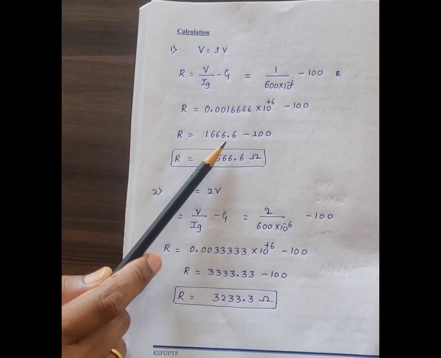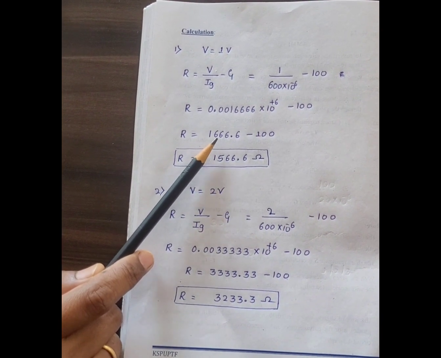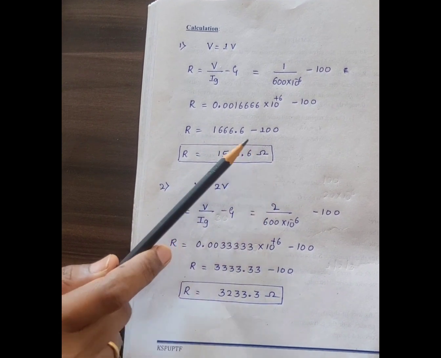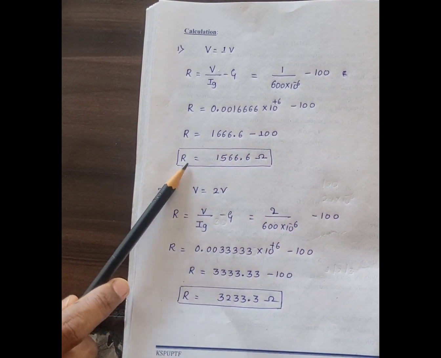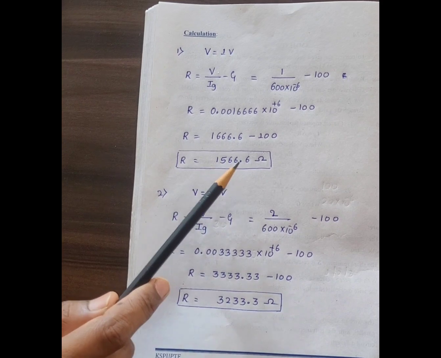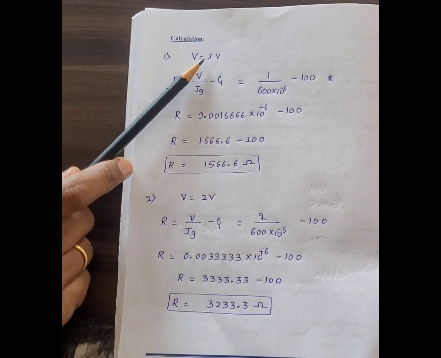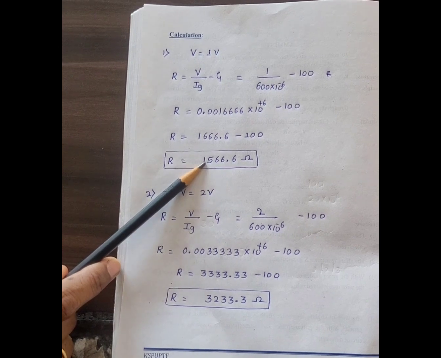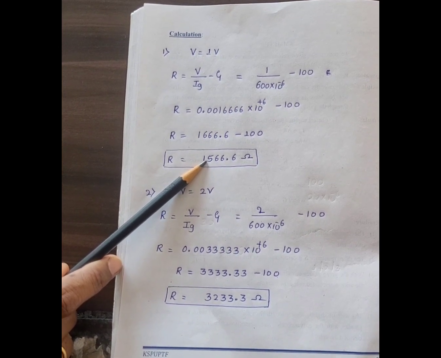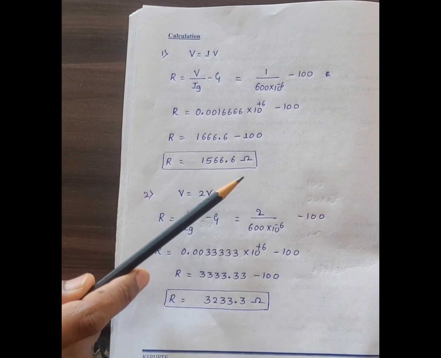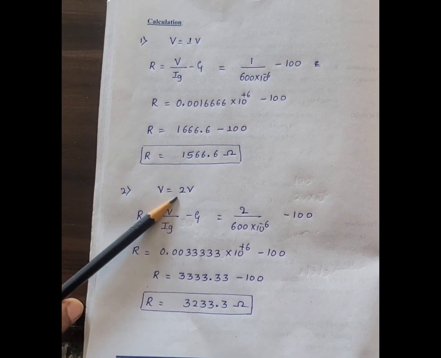We can move the decimal point 6 places here. Now it is 1666.66 minus 100. R value becomes 1566.6 ohm. This is for 1 volt. When voltage is 1 volt, the R value we have to apply is 1566.6.